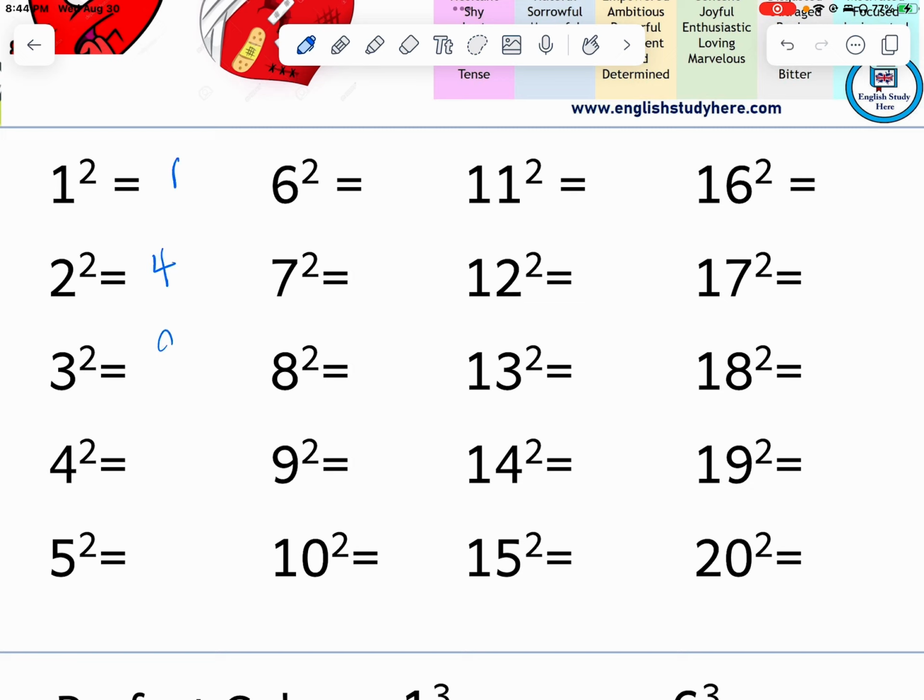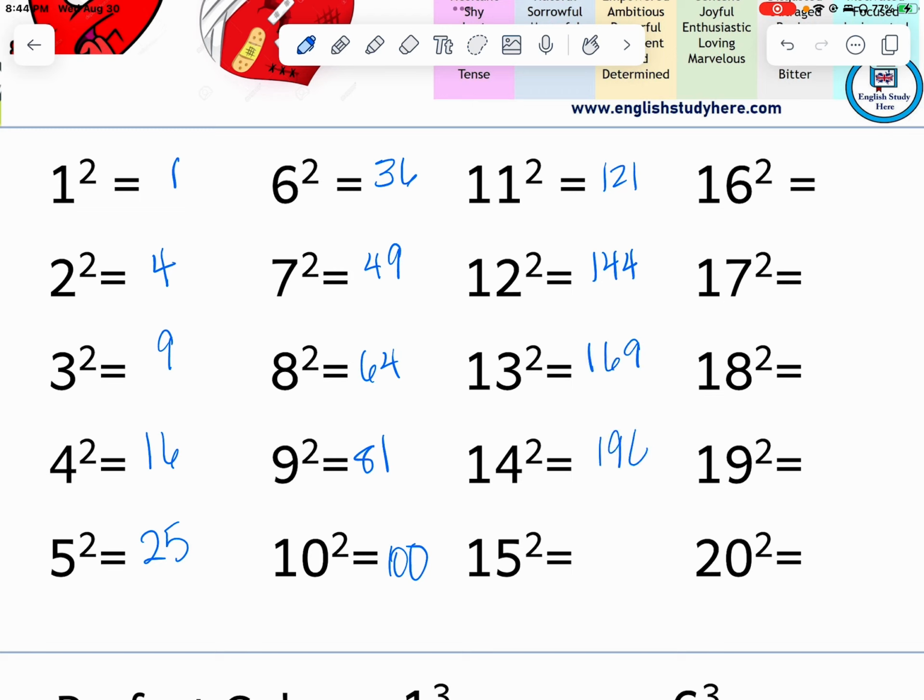1, 4, 9, 16, 25, 36, 49, 64, 81, 100, 121, 144, 169, 196, 225, 256, 289, 324, 361, and 400.